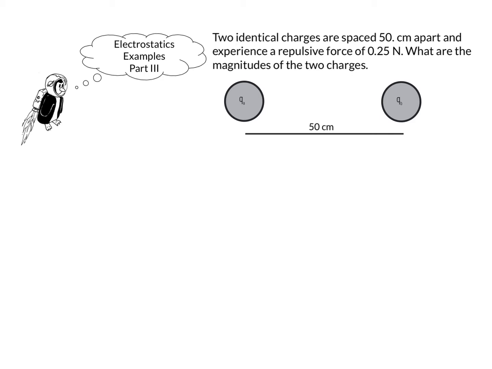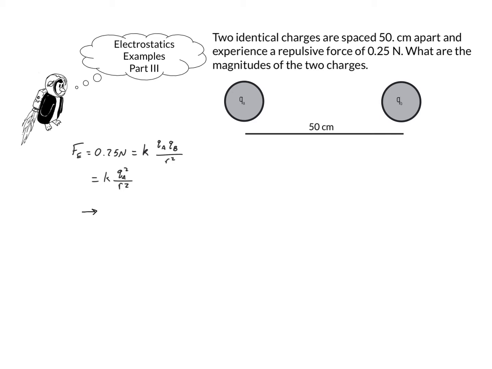Since we're given the force, it'd be a good idea to start off with Coulomb's law. So we're given Fe is equal to 0.25 newtons. And we know that that's equal to K times QA times QB all over the distance squared. Now, we know that A and B have the same charge, so we can do a substitution. And this gives us K times QA squared all over R squared.